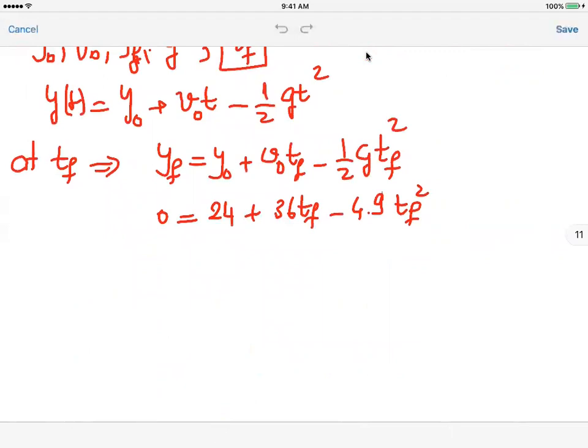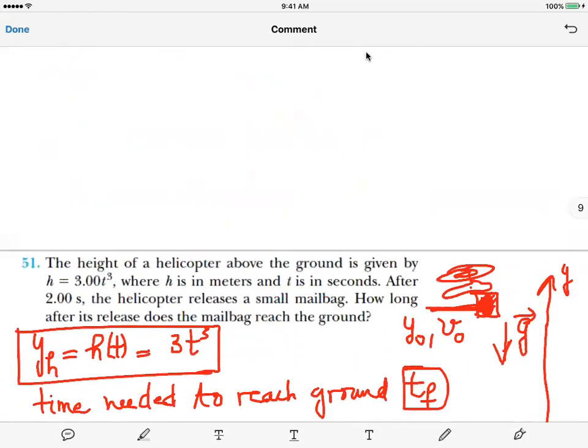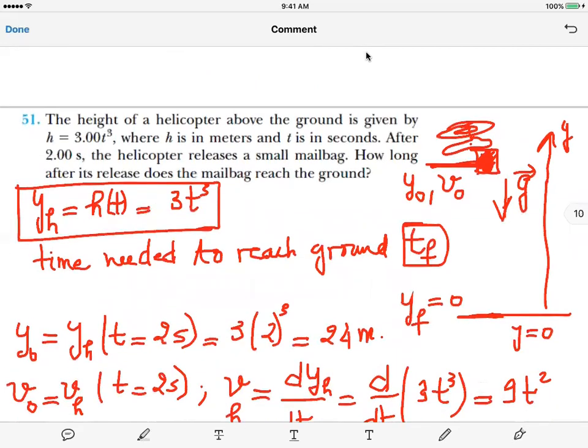Now the solution of this equation is given by the positive value of tf, which is tf equals 7.96 seconds. So this is the time that it takes the mail bag to reach the ground when it is released from the helicopter at the time t equals 2 seconds, given that the helicopter moves with respect to the ground with this height given by 3t cubed.